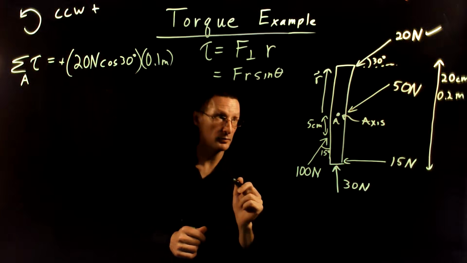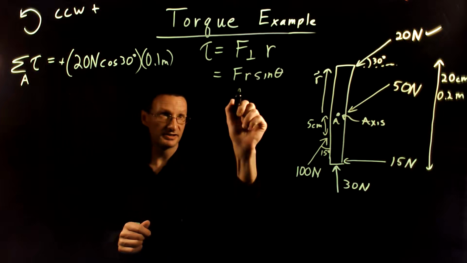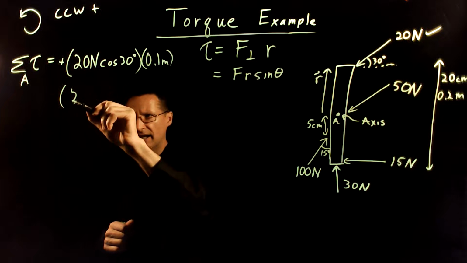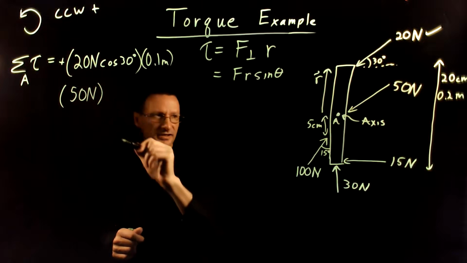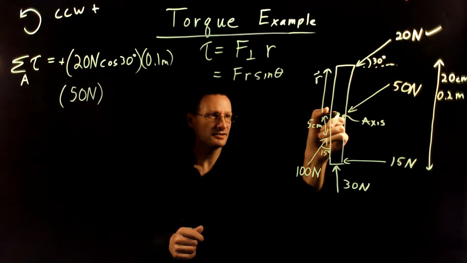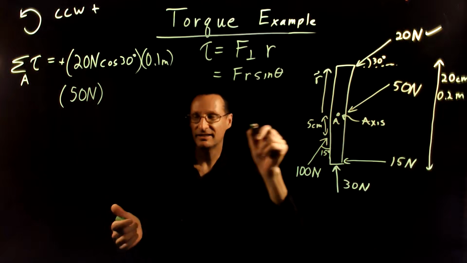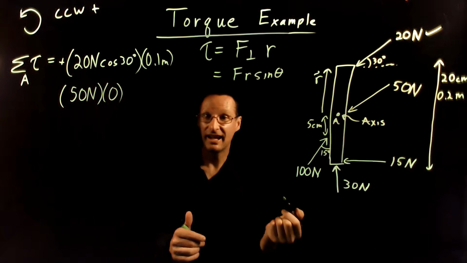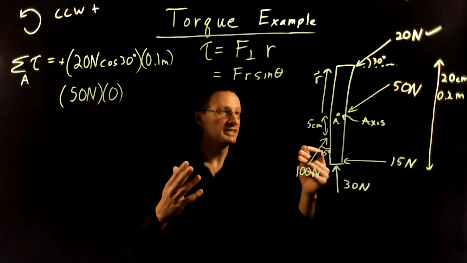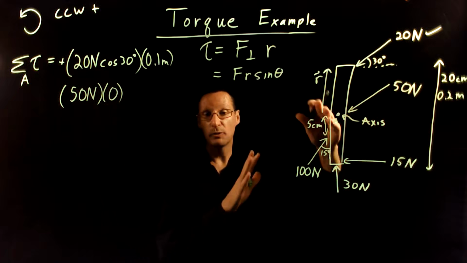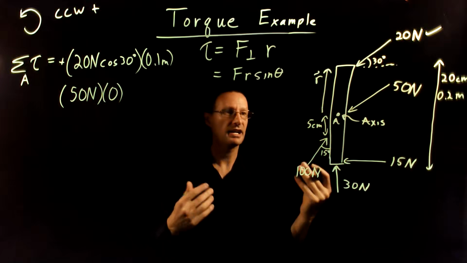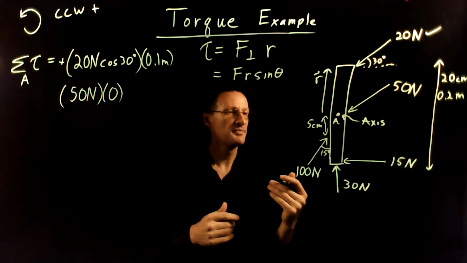Now let's move on to the 50 Newton one. I'm going to use this expression here, F R sine theta. F is clearly 50 newtons. R goes from the axis to where the force acts. That's here to here. Notice that that is 0, right? And so it doesn't actually matter what the angle is. I don't even need to know theta because R is 0. And if you think about this, it makes sense. This 50 Newton force is not going to cause this object to change its rotational state, it's not going to cause any rotation about the axis.